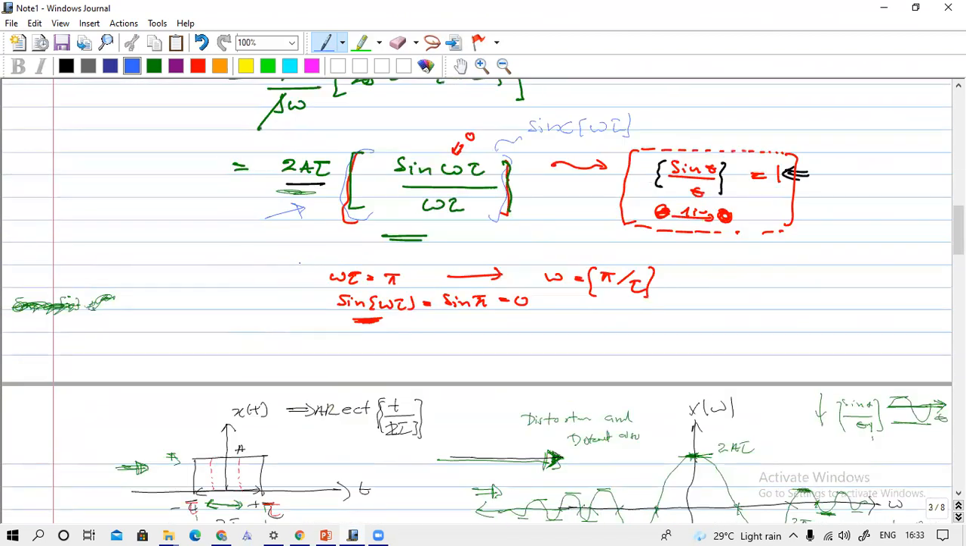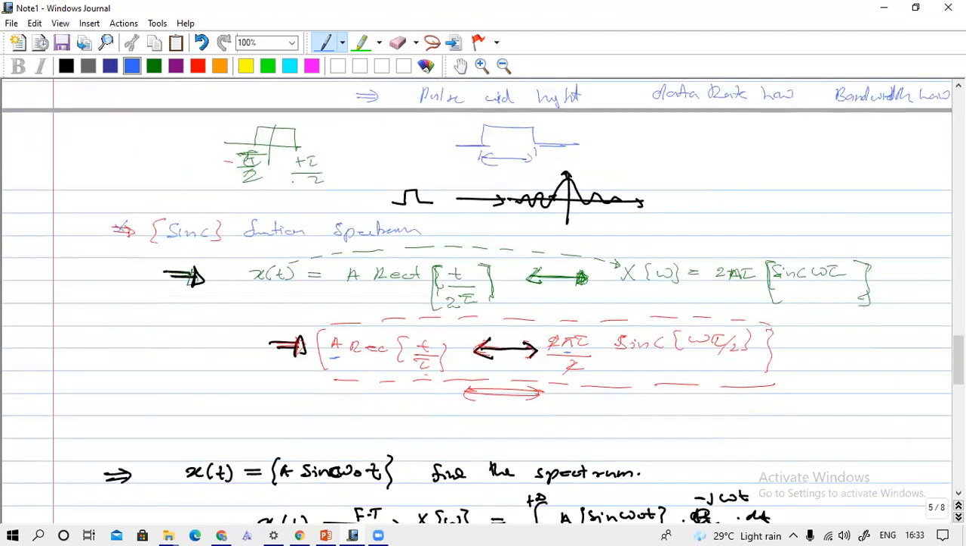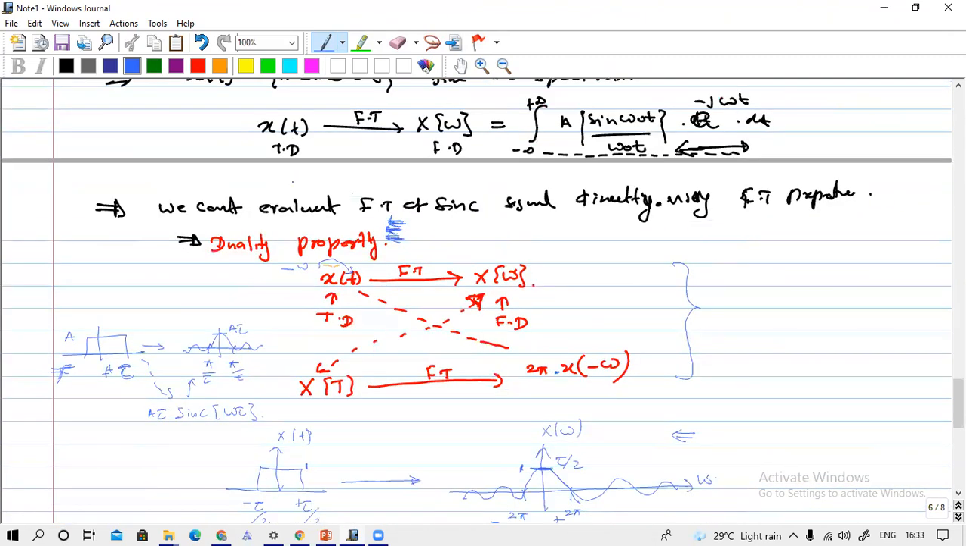So here 2 tau is there. Sorry, 2 should be there because it is 2 tau, because this has 2A tau. And remember, this is 2 tau. So we have 2A tau sinc(omega tau). This function, we have.